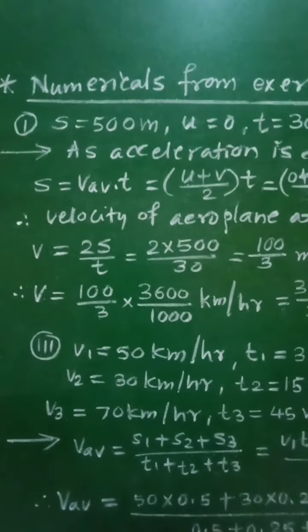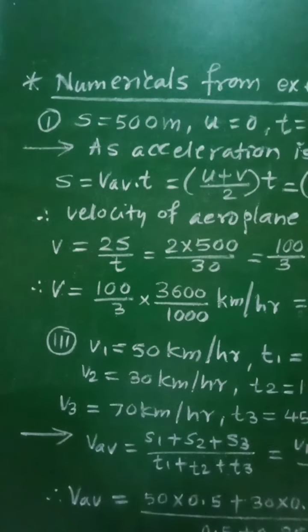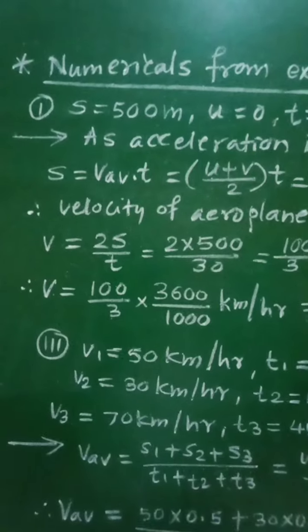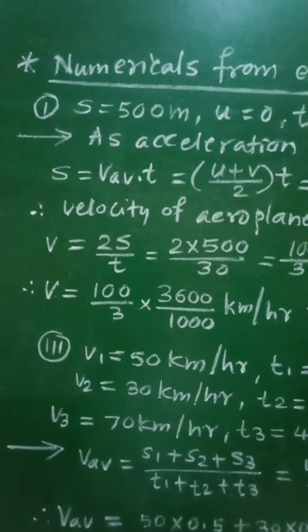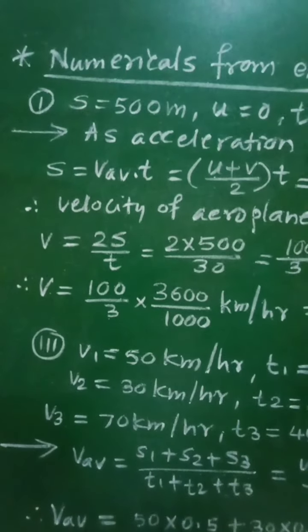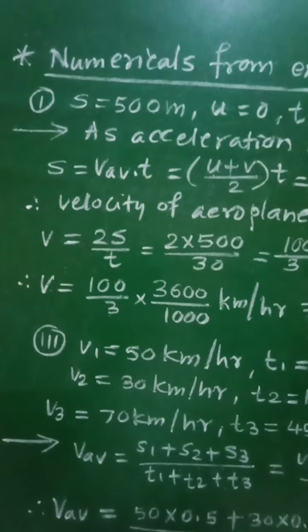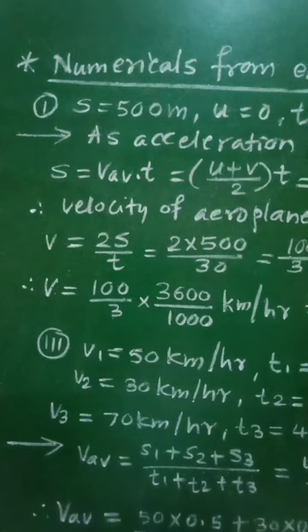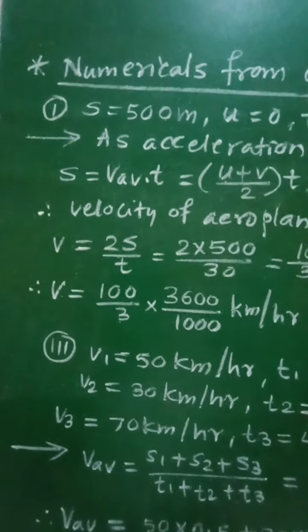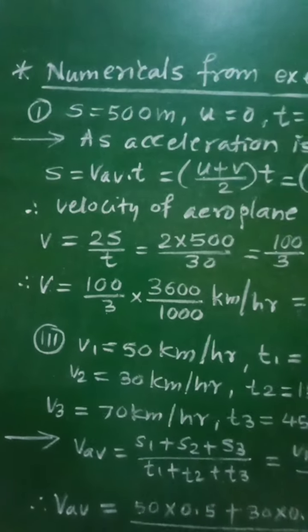Numerical number 1 is stated as: an aeroplane has a run of 500 meter to take off from the runway. It starts from rest and moves with constant acceleration to cover the runway in 30 seconds. What is the velocity of the aeroplane at the takeoff?